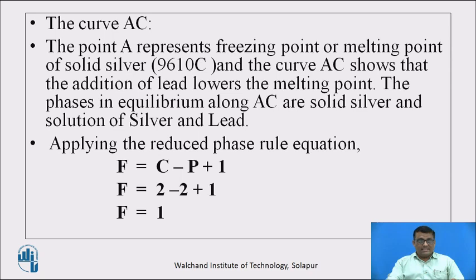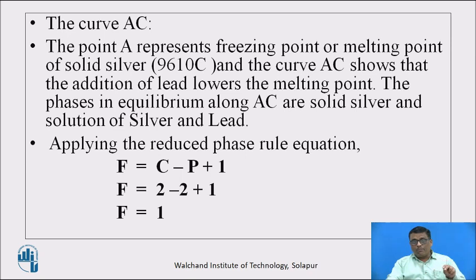For the curve AC, the point A represents the freezing point of silver, which is 961 degrees Celsius, and the curve AC shows that the addition of lead lowers the melting point. The phases in equilibrium along AC are solid silver and the solution of both. That means two phases are in equilibrium across the curve AC.